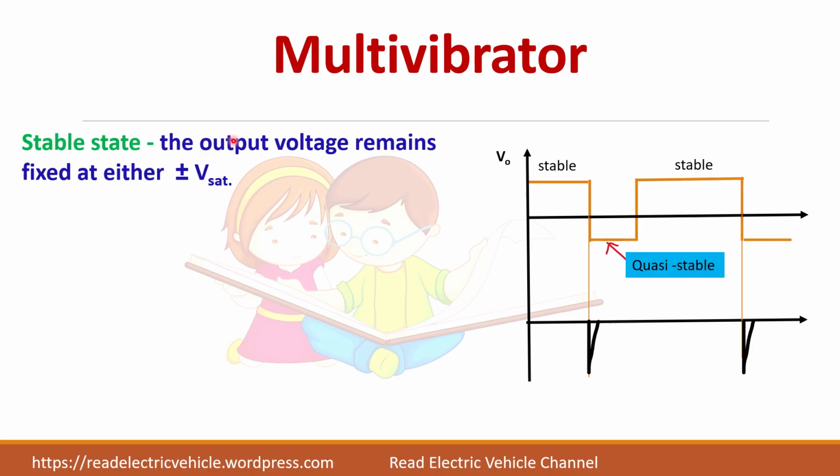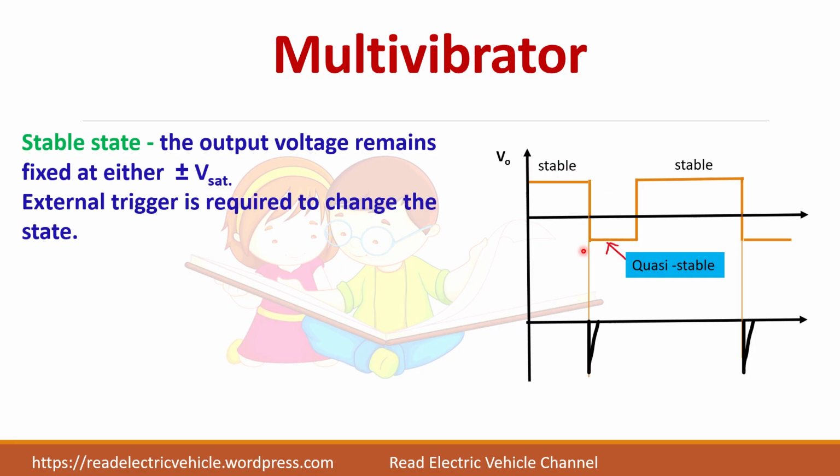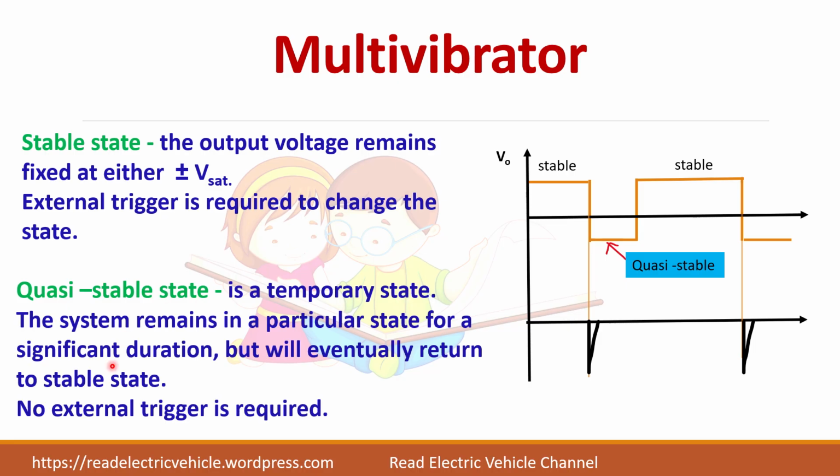So we can say that in stable state, the output remains fixed at either plus or minus Vsat and you have to apply an external trigger to change the state. Quasi-stable state means it is a temporary state and the system will remain in this state for a particular duration, but after some time it automatically changes from quasi-stable to stable state. So here we are not applying any external pulse.